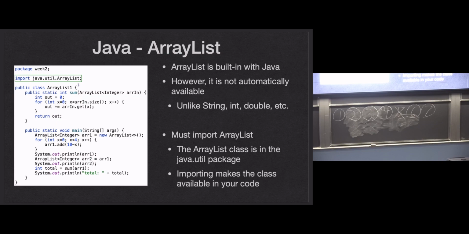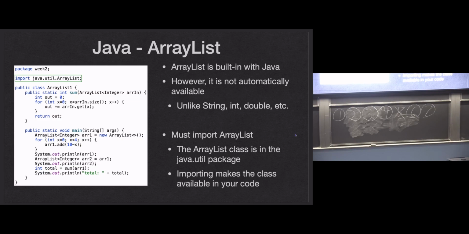Import java.util.ArrayList. When you import, you have to use the fully qualified name for a class. What that means is package.classname. So the ArrayList class is in a file named ArrayList.java, which is in a package called java.util. In that file, the first line is going to be package java.util. So we specify the package name and then the class name whenever we're importing something.